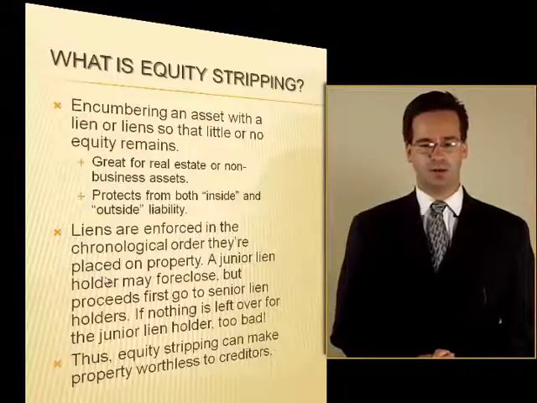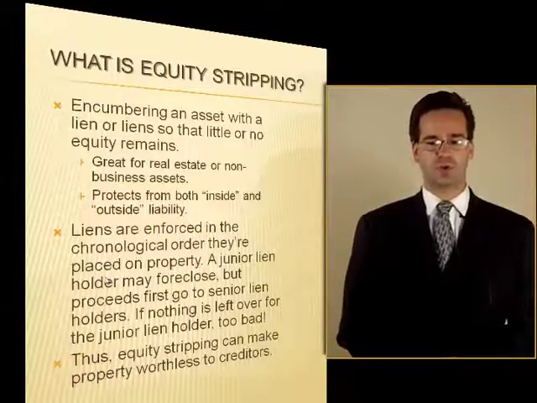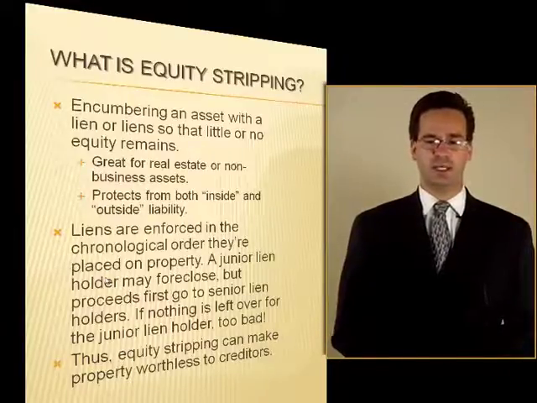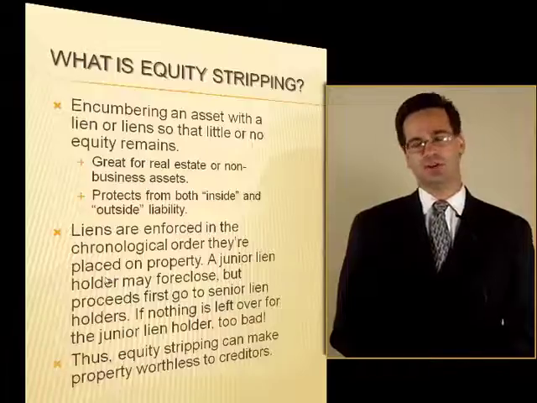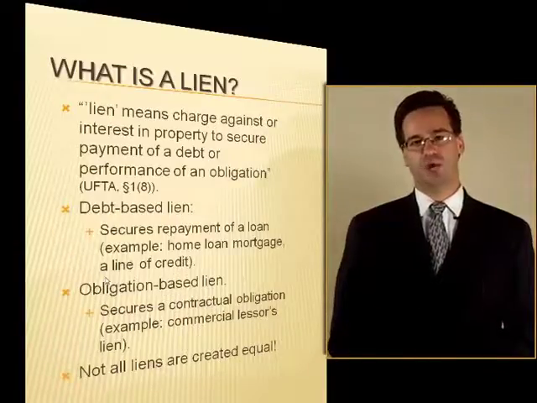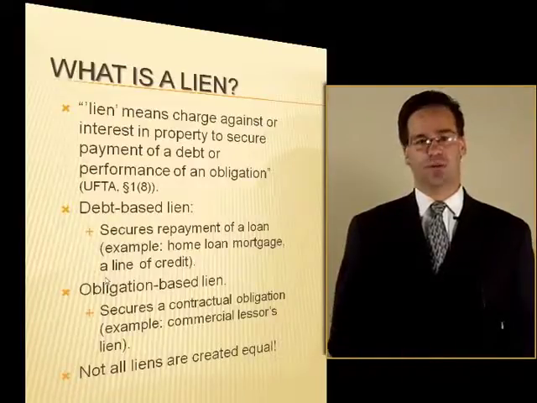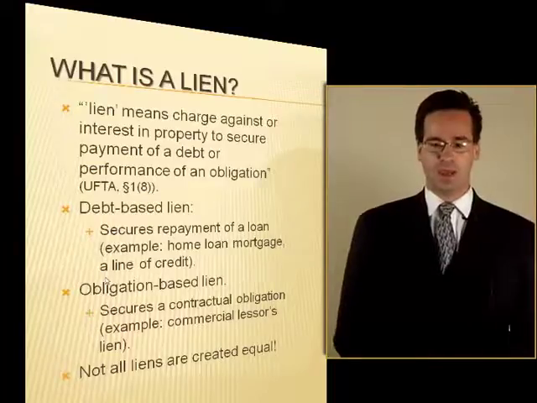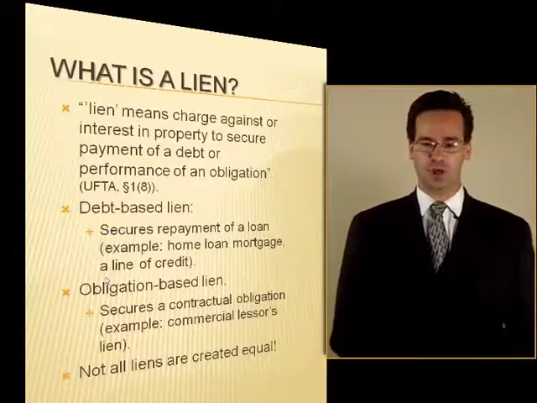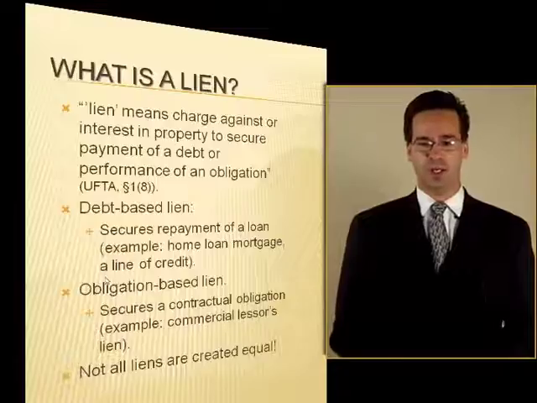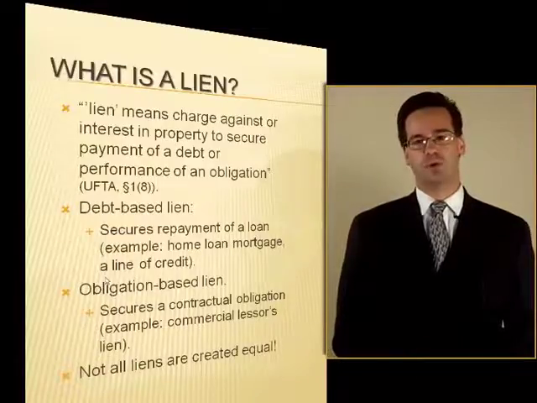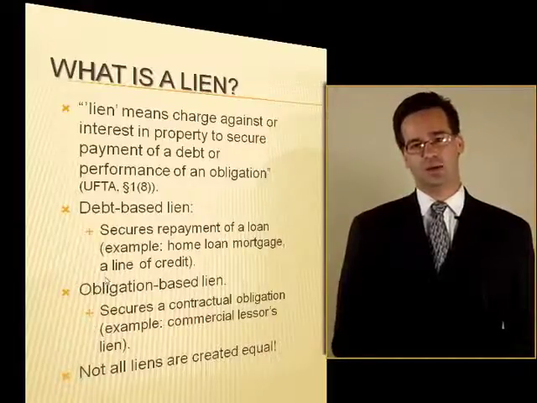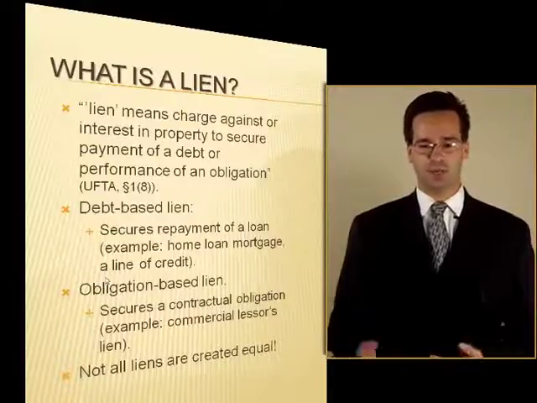not all equity stripping programs are created equal. The definition of a lien here is from the Uniform Fraudulent Transfers Act, which is the body of law we're concerned with in asset protection, because if they're going to undo what we do, this is the body of law they're going to look at. This law says that a lien means a charge against or interest in property to secure payment of a debt or performance of an obligation. It's really an economic right to property. That's what they mean by an interest in the property.